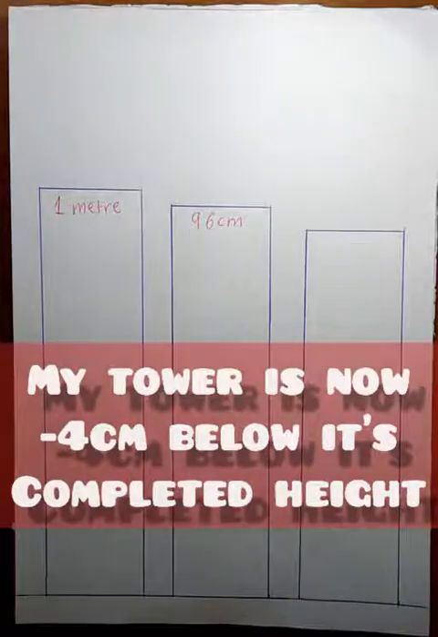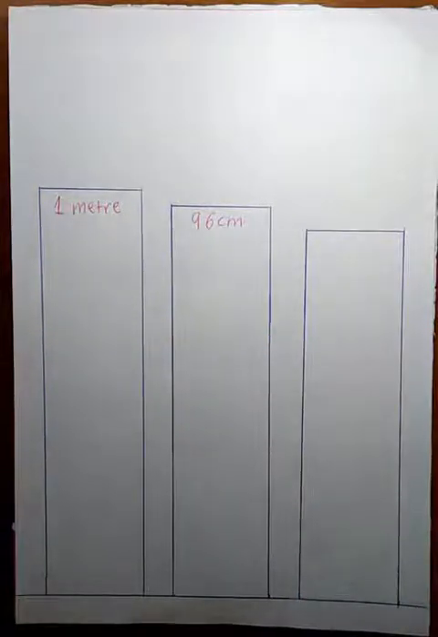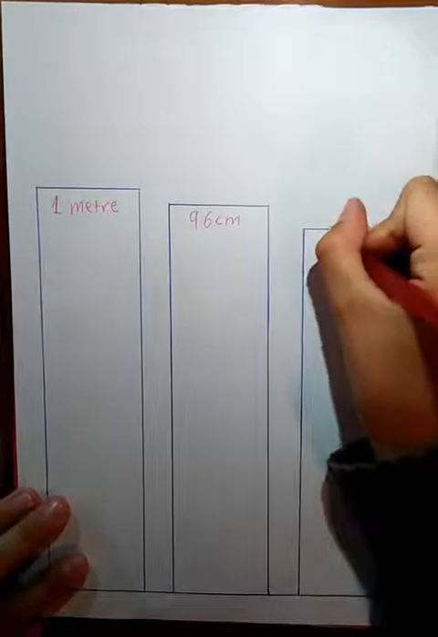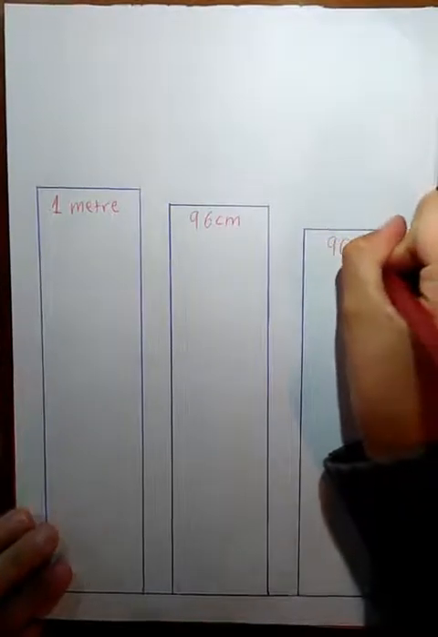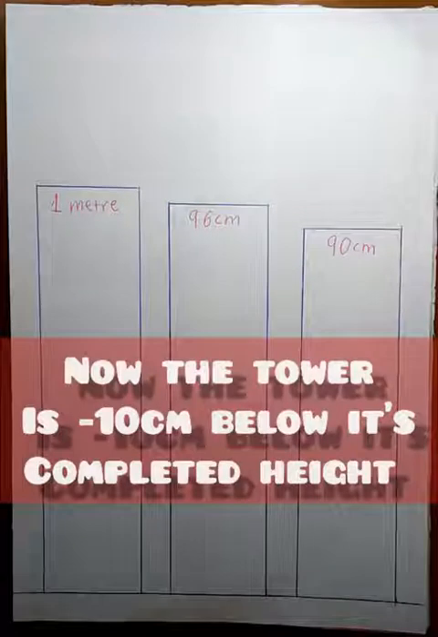If the next day my little sister takes another 6 pieces of Lego, the height would now be 90 centimeters tall. Now the tower is -10 centimeters below the completed height.